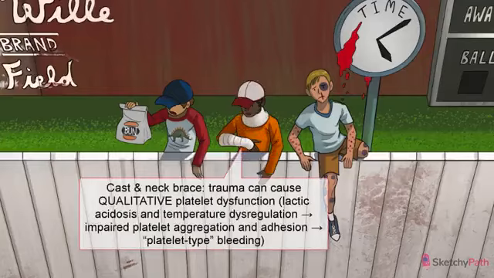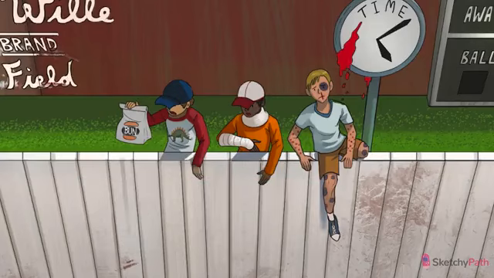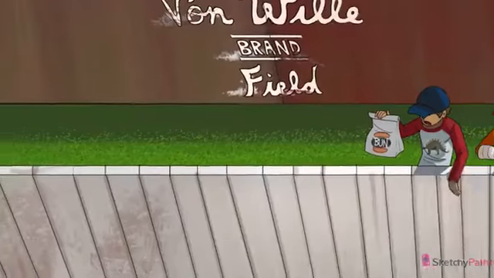It may seem simple, but it's a big one. In fact, coagulopathy is a part of the so-called triad of death. Coagulopathy, hypothermia, and lactic acidosis, commonly seen in patients with severe trauma. While the platelet dysfunction caused by severe trauma has many mechanisms, lactic acidosis and temperature dysregulation likely lead to impaired platelet aggregation and adhesion, and therefore prolonged bleeding.